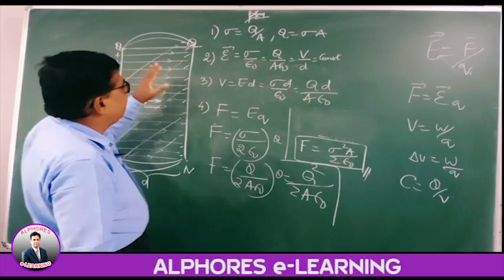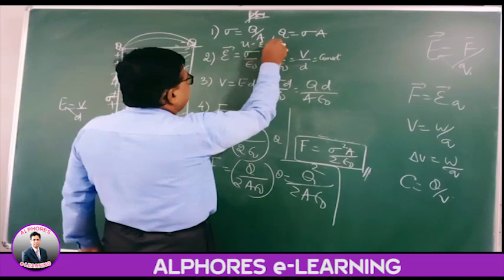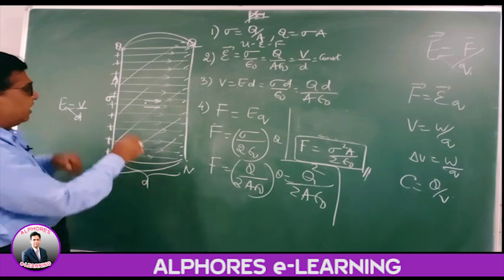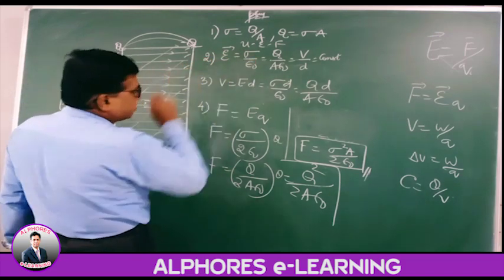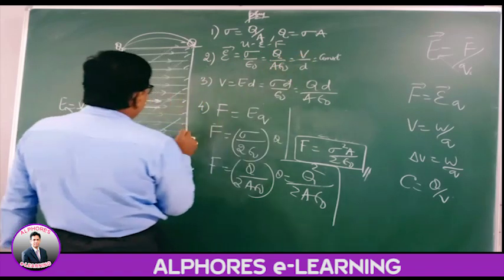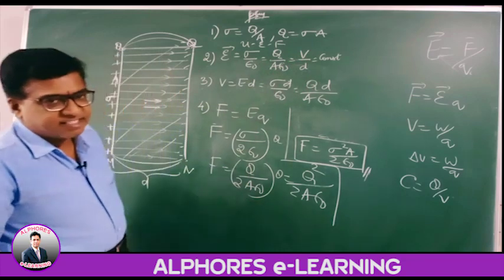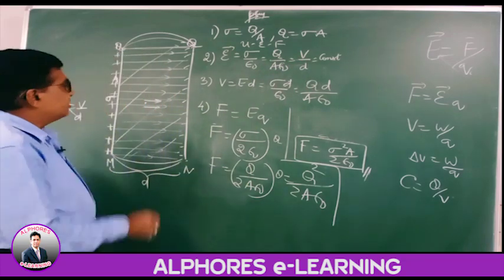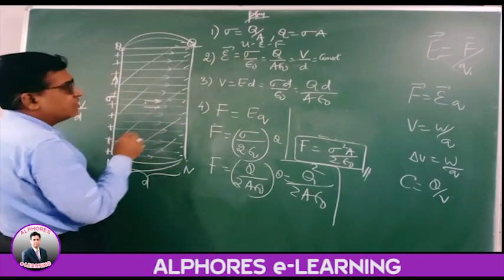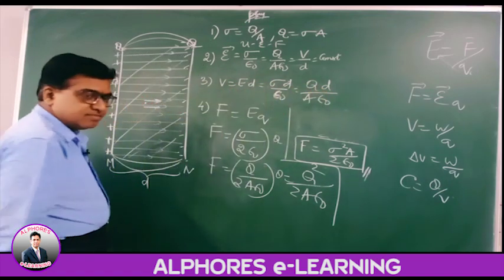Then a uniform electric field is set up between the plates of a capacitor. The electric field is sigma by epsilon naught, or Q by A epsilon naught. If the potential difference between the plates is V, then the electric field is V by D, where D is the separation. Next, the potential can be written as E into D, or sigma by epsilon naught into D, or Q D by A epsilon naught.